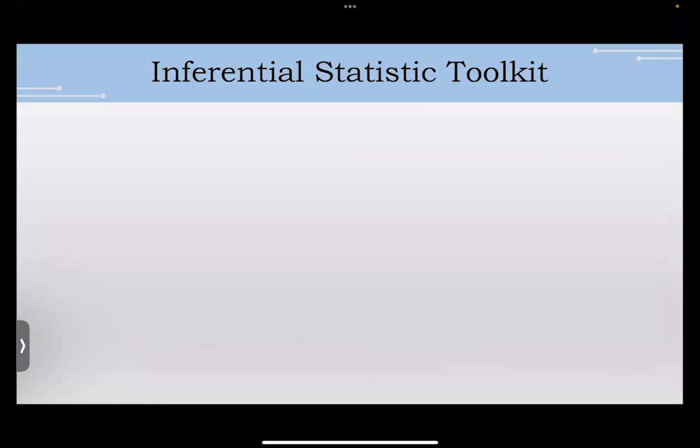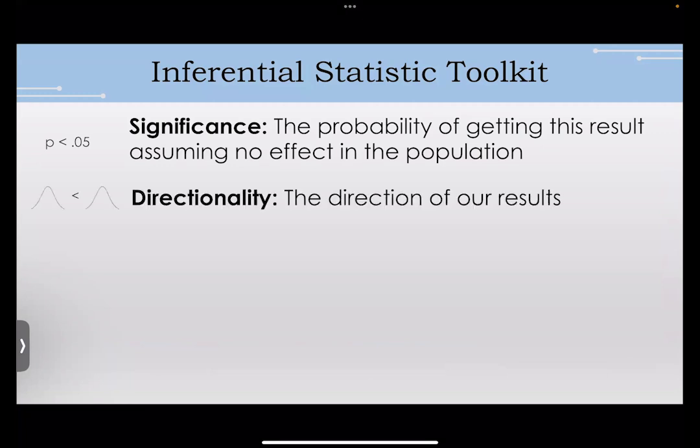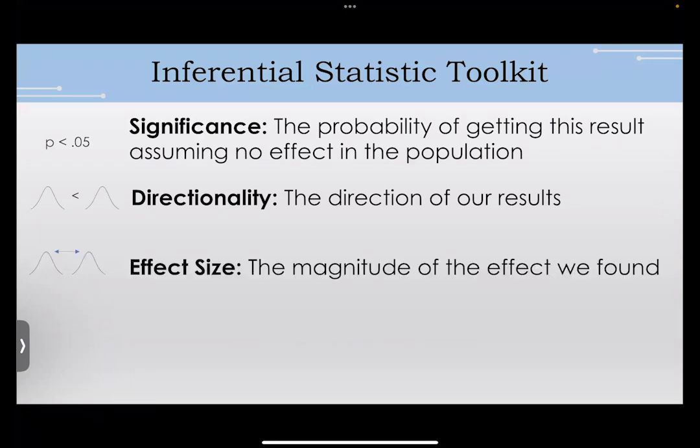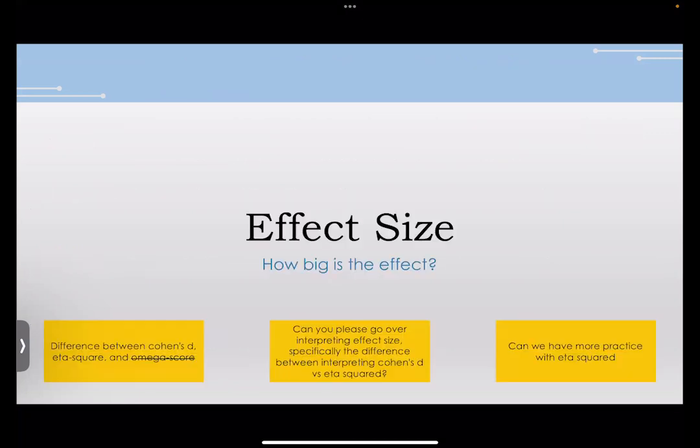So what do we have in our current inferential toolkit? Well, we have significance: the probability of getting this result, assuming no effect in the population. We have directionality, the direction of our results. We have effect size, which is the magnitude of the effect that we found. And we have confidence intervals: how confident are we in our sample result? So these are the 4 tools we have in our toolkit right now.